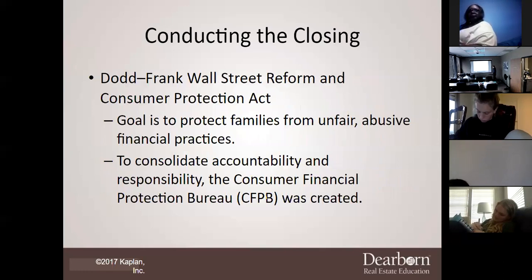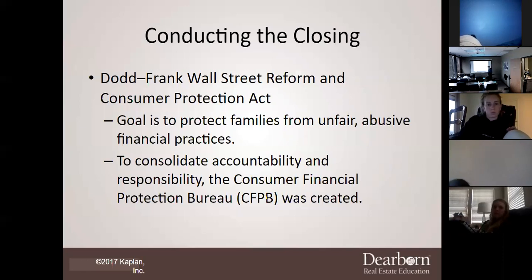The Dodd-Frank Wall Street Reform and Consumer Protection Act will actually be covered thoroughly in their finance course later on, so we're not going to go into too much detail. But the goal is to protect families from unfair, abusive financial practices, and to consolidate accountability and responsibility. The Consumer Financial Protection Bureau, or the CFPB, was created as a result of this act.